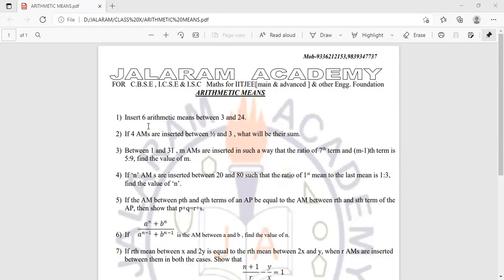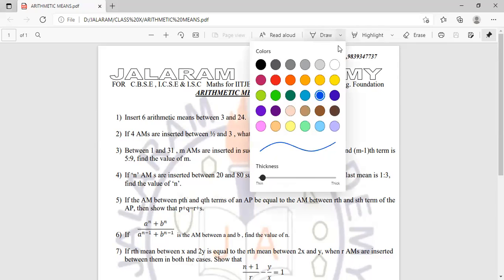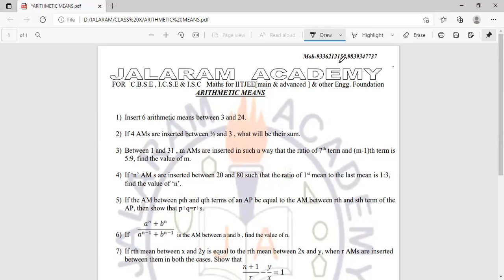Hope you all must have done question number 1, 2 from this sheet, like insert 6 arithmetic means between 3 and 24. So first we will discuss the solution of these questions to check whether you have done them correctly or not.